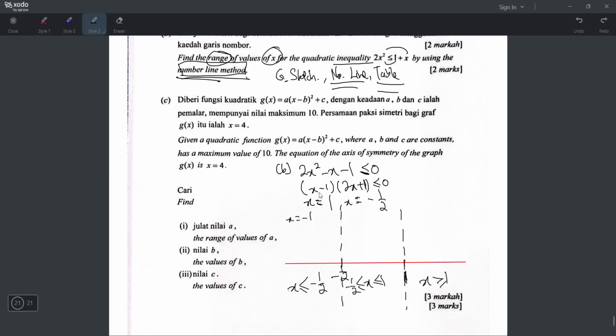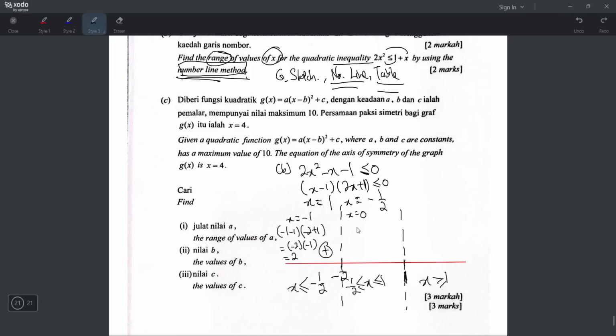So let's sub into the bracket one. So it becomes bracket x minus 1, so -1 minus 1, and then bracket again 2 times x plus 1, so it becomes 2 times -1, -2 plus 1. So let's see what I get here. -1 times 1, -1, -2, and then -1. So negative times negative, it's positive. Okay, it's positive. Right?